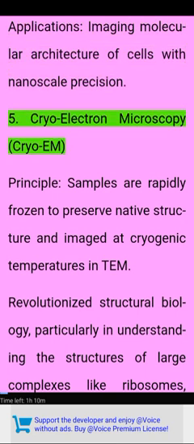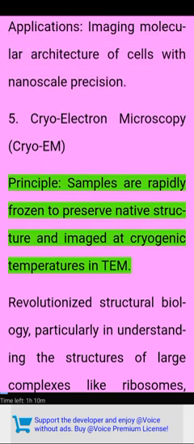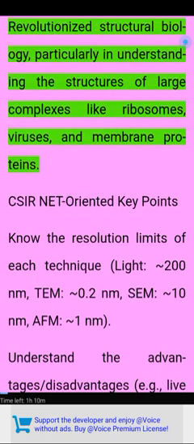5. Cryo-electron microscopy, cryo-EM. Principle: samples are rapidly frozen to preserve native structure and imaged at cryogenic temperatures in TEM. Revolutionized structural biology, particularly in understanding the structures of large complexes like ribosomes, viruses, and membrane proteins.